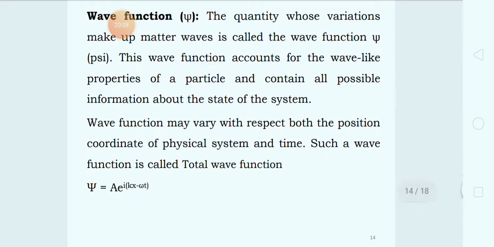Next concept is wave function. According to the postulates of quantum mechanics, there exists a function determined by the physical situation.